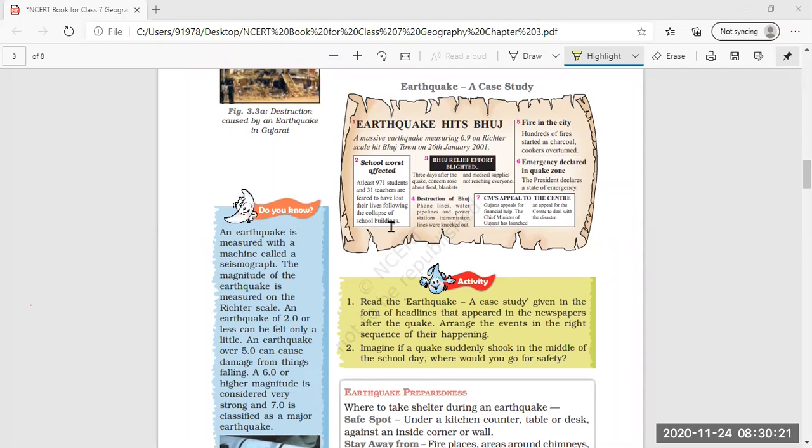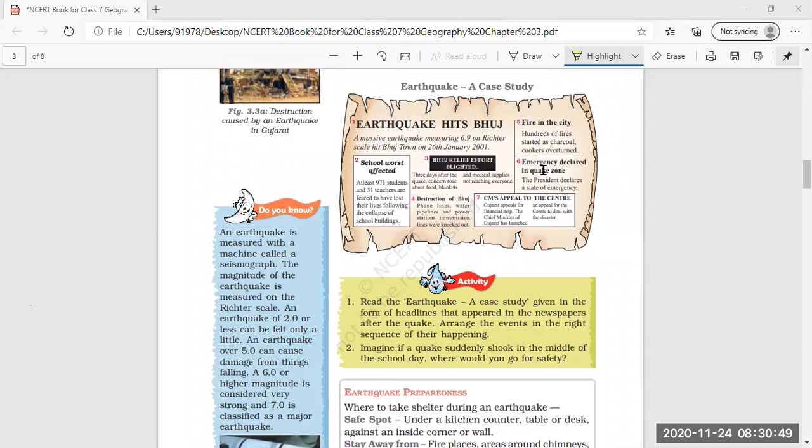When a disaster happens, important day to day things are certainly needed, and medical supplies too, at that particular place. Then phone lines, water pipelines, and power stations were all knocked out due to the earthquake. All these destructions were made on the surface of the earth.